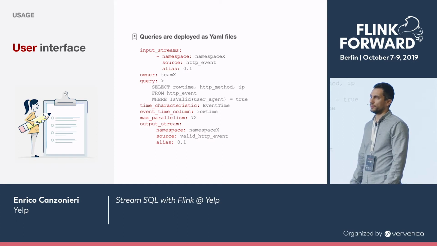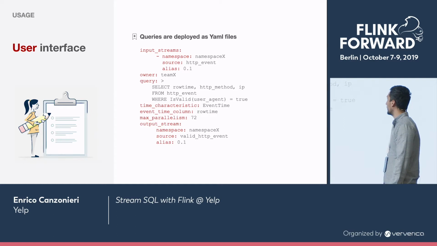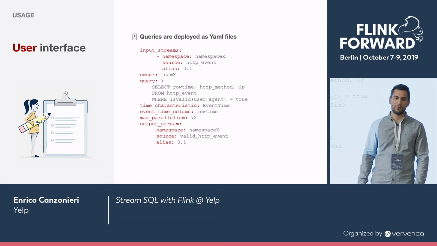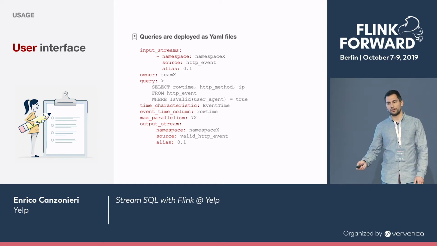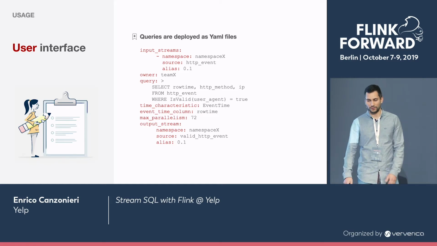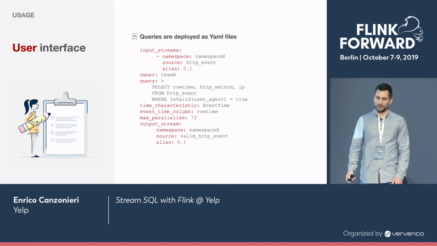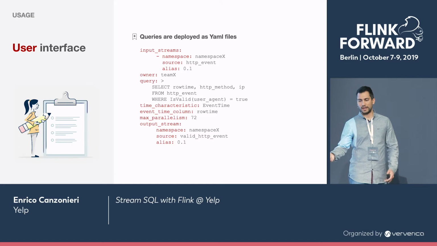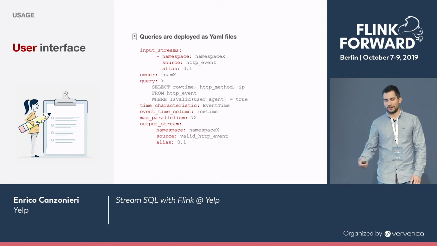The way we expose all of this to users is through a config file. So we have this YAML file here. Users can specify input streams. They can specify more than one, because if they are doing a join, that's how they do it. And then there is ownership information. We know who is running a specific query, and then the body of the query itself. We allow, as I mentioned earlier, users to specify the time characteristic, so they can use processing time or event time, and that will configure Flink properly. Parallelism, and then finally the output stream.